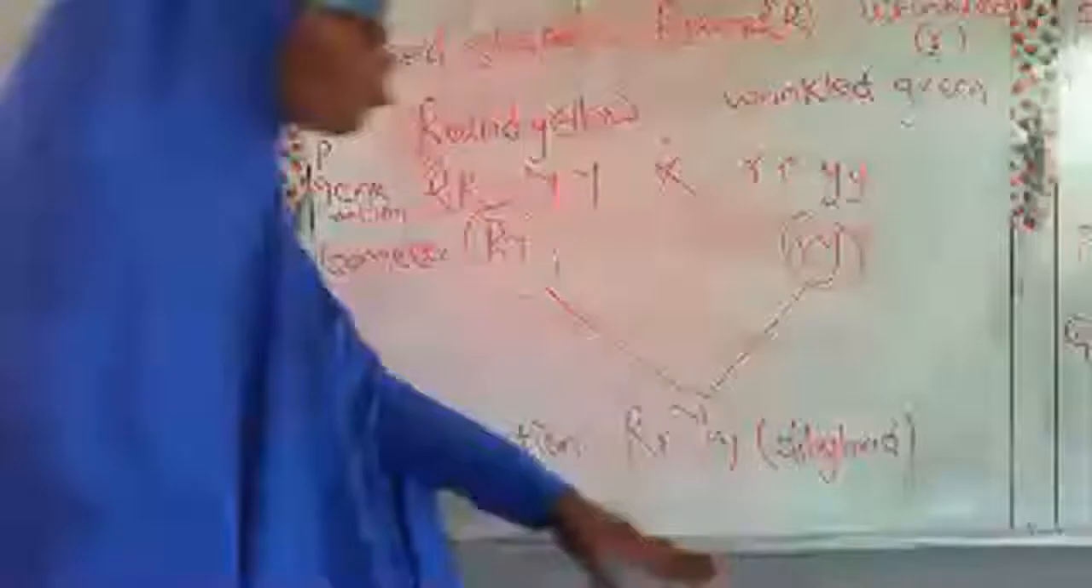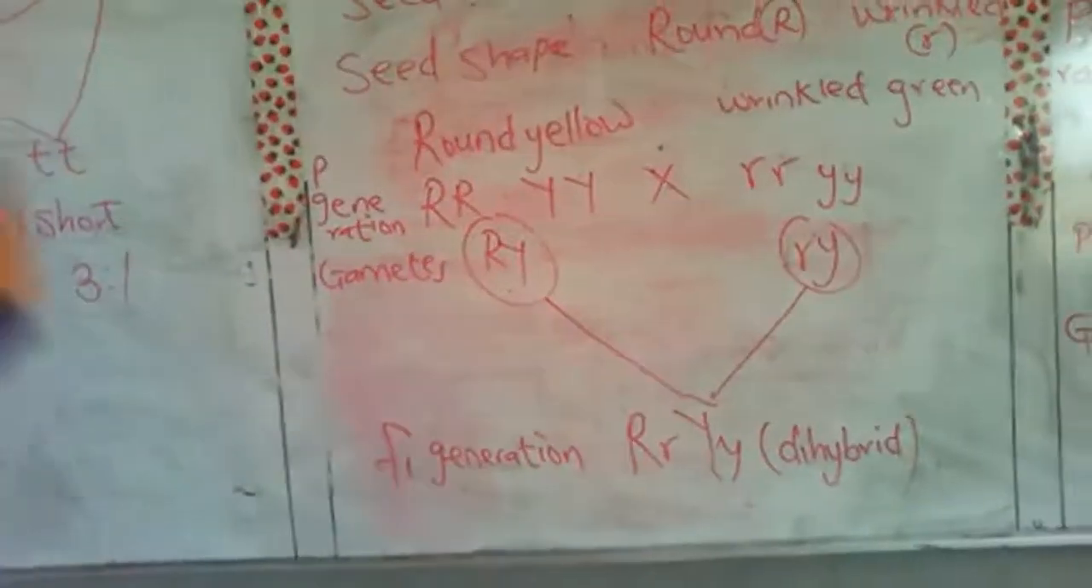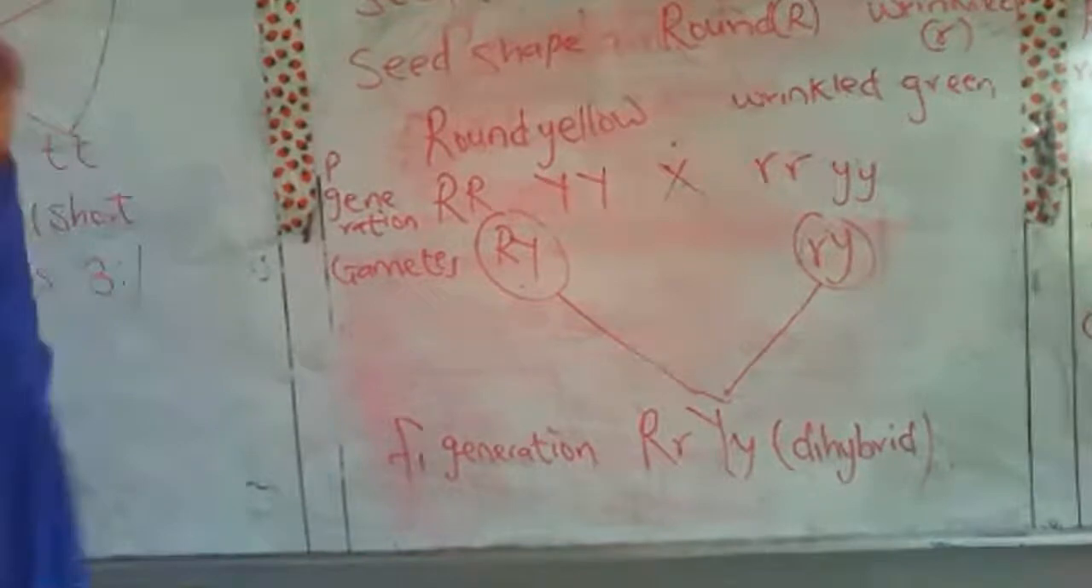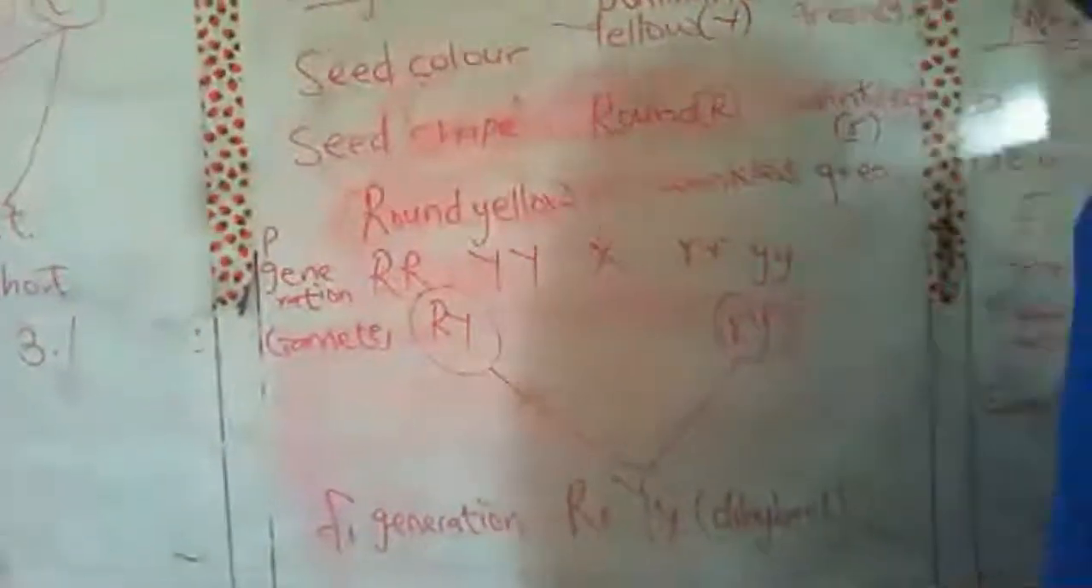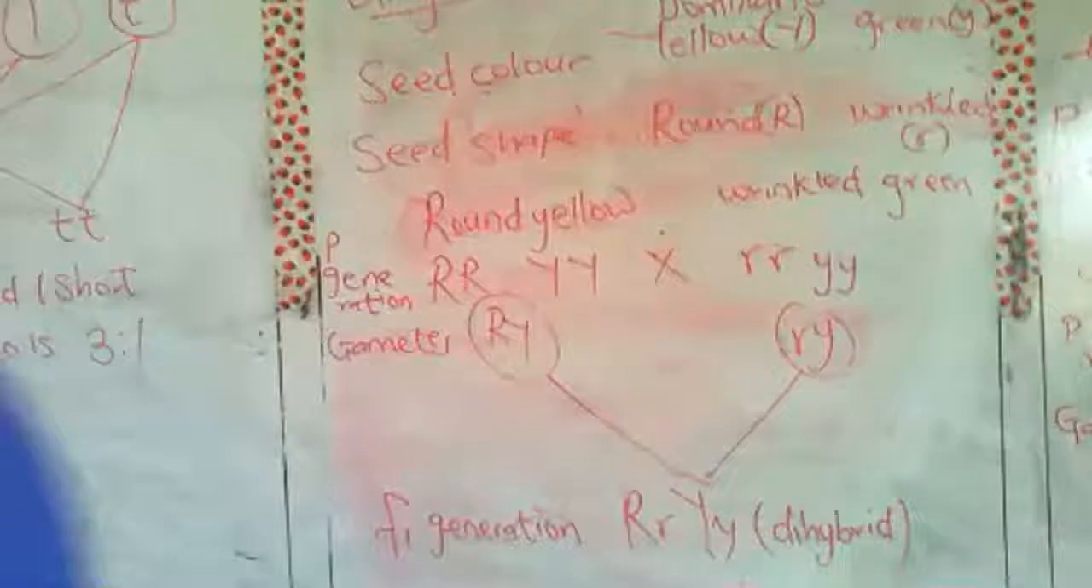So what is dihybrid? Dihybrid is the crossing that involves two characters. Now, for dihybrid crossing, we want to do the dihybrid crossing, because we did the monohybrid crossing in that place. Now I want to do the dihybrid crossing.